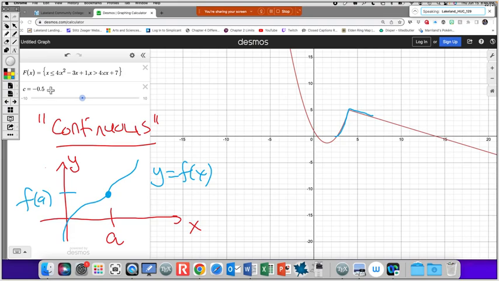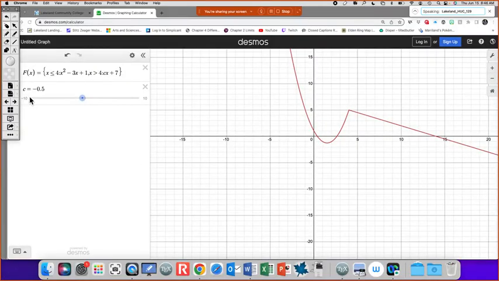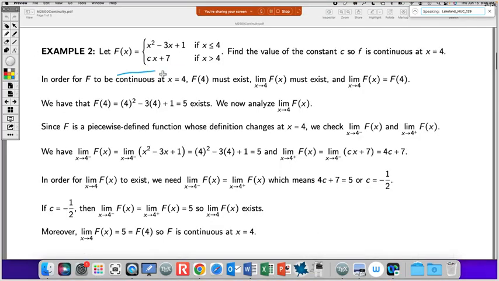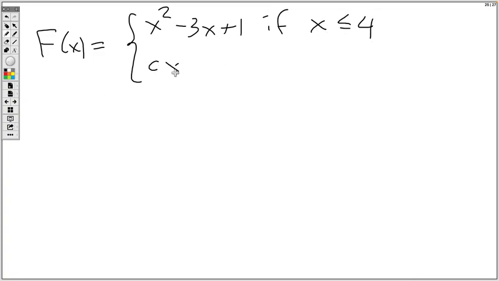So how can we do that? Based on our calculations here, it looks like c equals -0.5. But how would we actually go about proving this? So let's look at the function here, and we'll recopy it. f of x equals x squared minus 3x plus 1 if x is less than or equal to 4, cx plus 7 if x is bigger than 4.